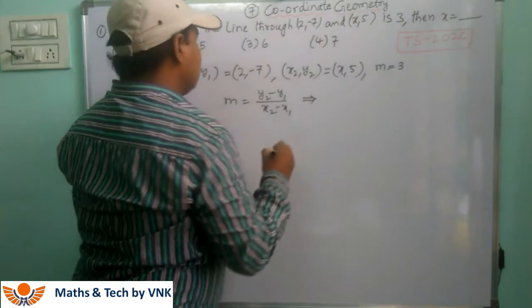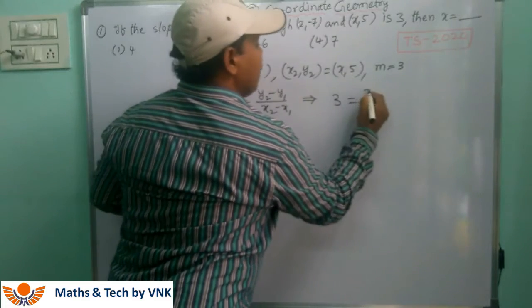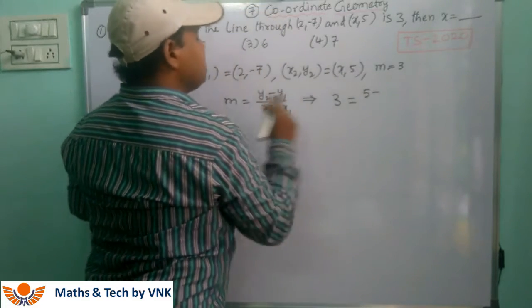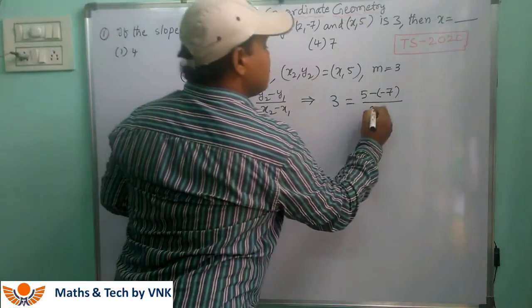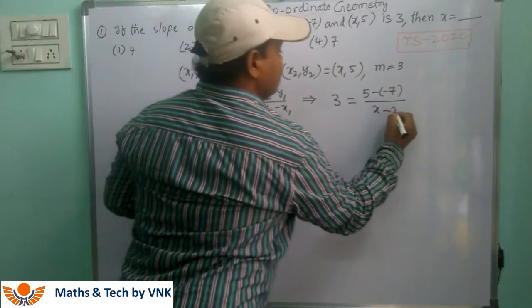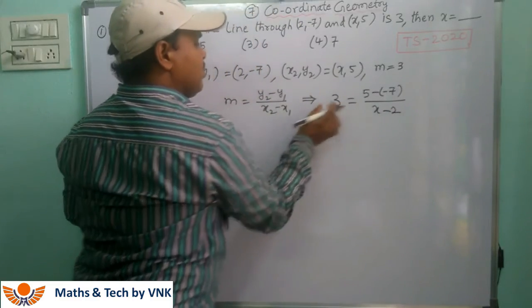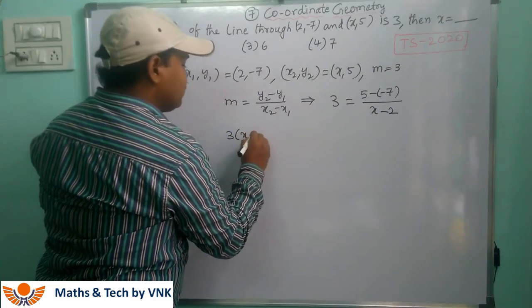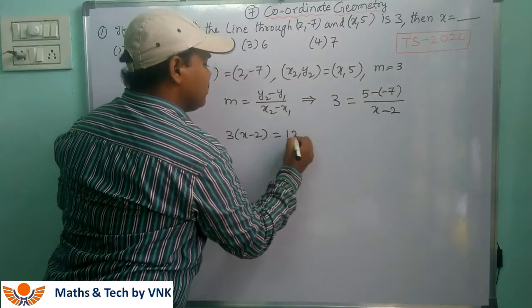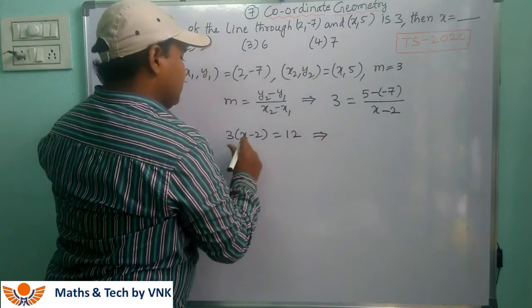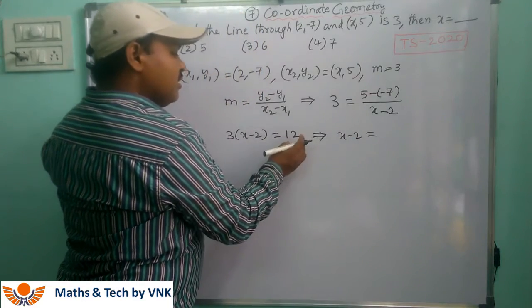Substituting the given values, m is equal to 3 is equal to y2 which is 5 minus y1 which is -7, divided by x2 which is x minus x1 which is 2. So now x minus 2 ఇటు తీసుకెళ్తే మల్టిప్లికేషన్ అవుతుంది. So 3 into (x minus 2) is equal to 5 minus of minus 7, that is 5 plus 7, which is equal to 12. So this implies x minus 2 is equal to 12 by 3, 3 ని రైట్ సైడ్ తీసుకెళ్తే డినామినేటర్ అవుతుంది.